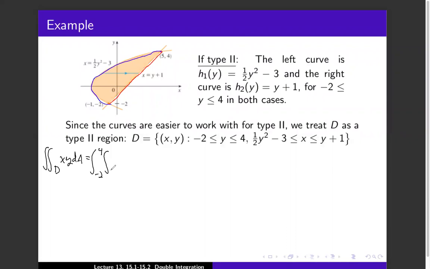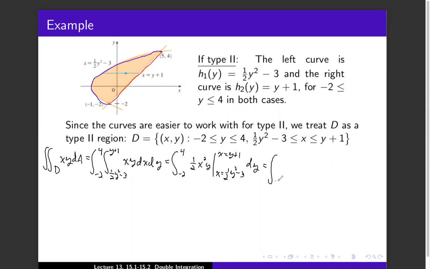Integral, now the lower bound for x is 1/2 y squared minus 3. The upper bound is y plus 1. And this is going to be xy dx dy. Integral from -2 to 4 of 1/2 x squared y. Again, you've got x going from 1/2 y squared minus 3 to x equals y plus 1, dy.